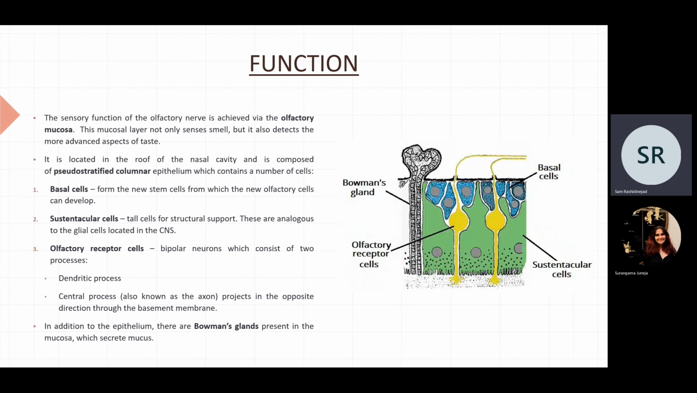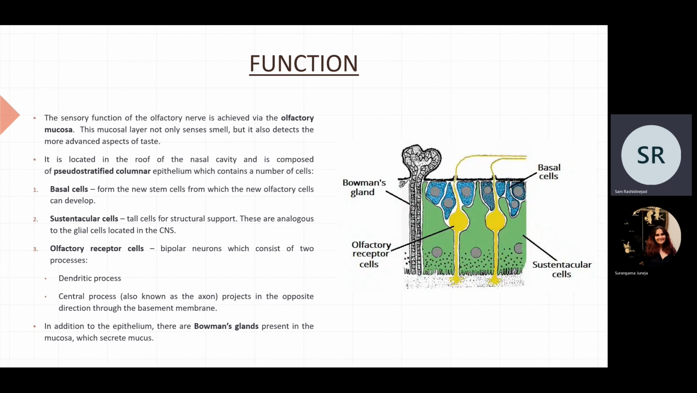And then we have olfactory receptor cells that are bipolar neurons that have dendrites that are in contact with the smell particles. And then we have axons that move through the cribriform plate toward the olfactory bulb to the synaptic glomeruli and make connections with the mitral cells. And lastly, we have Bowman's glands that secrete mucus in the superior part of the nasal cavity.